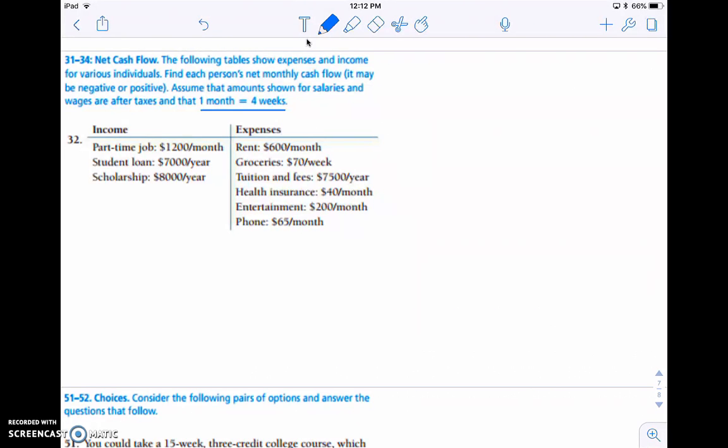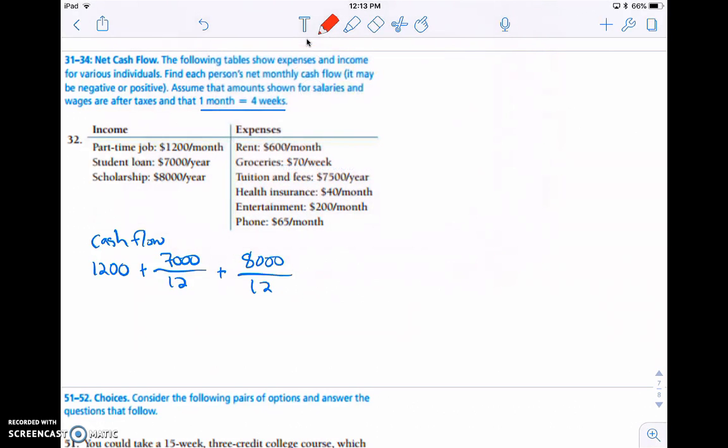So for our income, we've got $1,200 per month. So this is calculating our cash flow. We're going to do this in one shot. So we've got $1,200 plus, and then we have a student loan, which is an income initially. So it's $7,000 for every year. So we're breaking it down to months. So 7,000 divided by 12, plus the scholarship of $8,000 per year. But again, we're going to divide that by 12 to keep us all on a monthly basis.